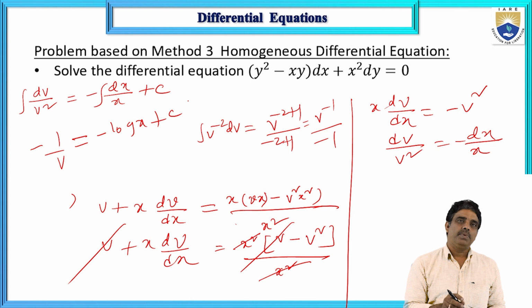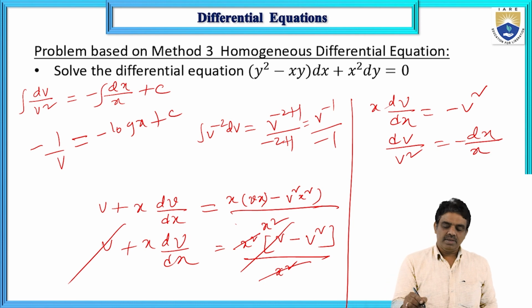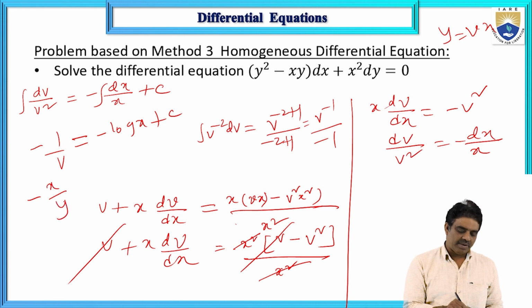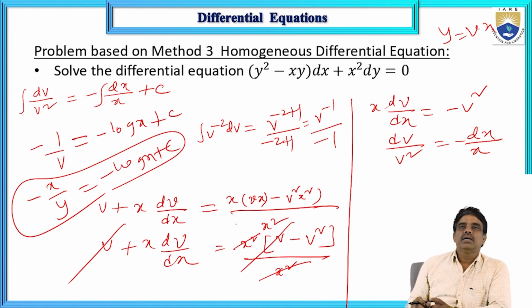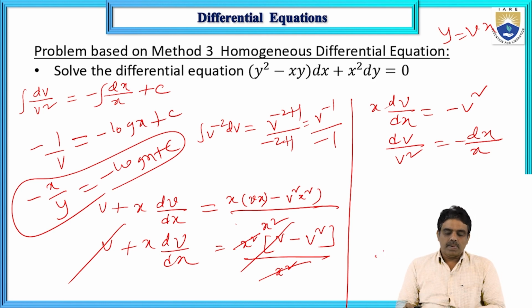So finally what do you have to replace? V, for v is our substitution. What is v? Y is equal to vx, or v is equal to y by x. So this is minus x by y is equal to minus log x plus c. This is the method described when the given equation is a homogeneous differential equation. We convert it into variable separable form, and by using separation of variables we can find the solution of the given differential equation.